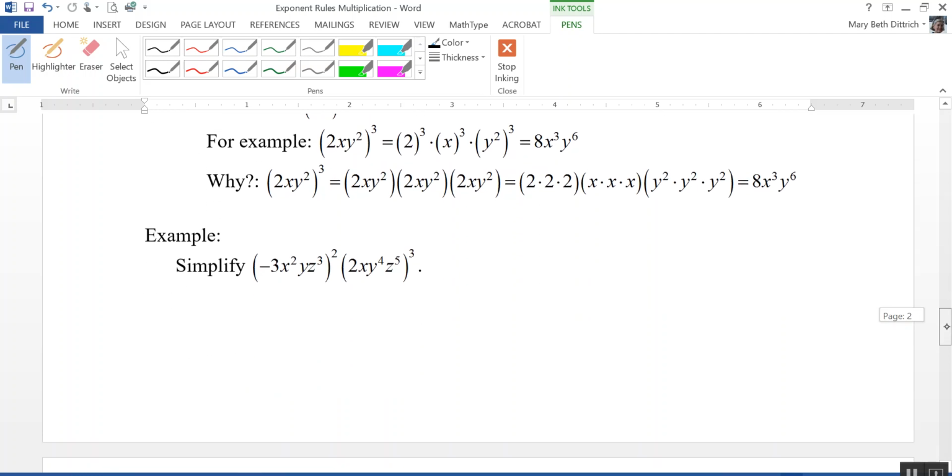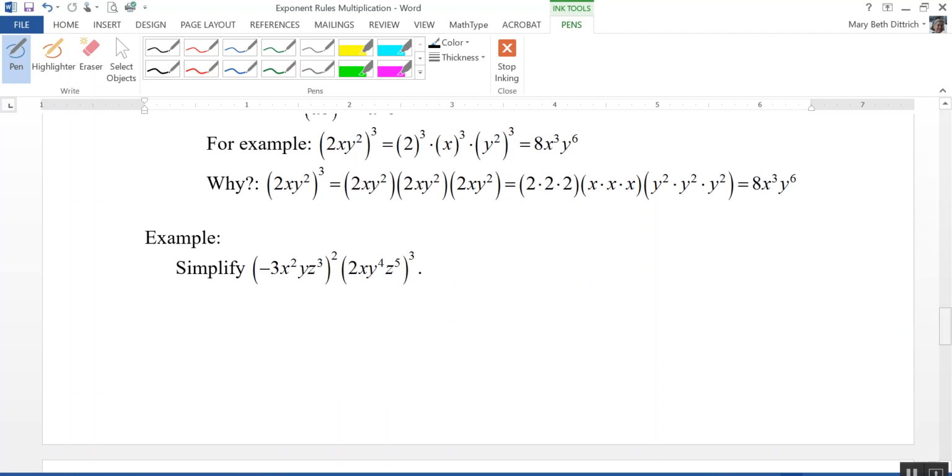Let's try this example here. I need to simplify negative 3x squared y z to the third power, the whole thing squared, times 2x y to the fourth z to the fifth, the whole thing cubed, or raised to the third power. So I'm going to simplify each of these separately. So this squared applies to each term inside there.